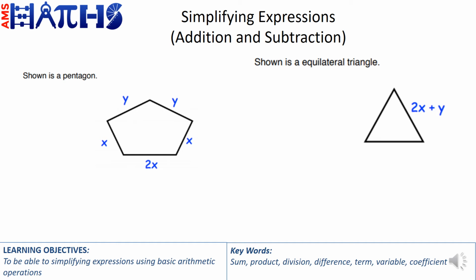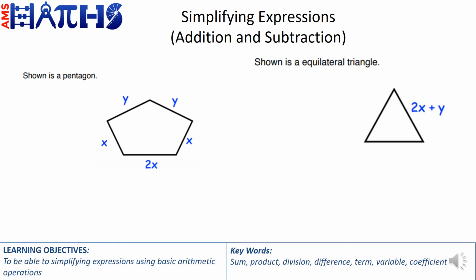Sometimes they might combine the algebra with geometry. So we're going to look at these two examples and see how we can write expressions or simplify expressions for the shape. Now, the first example we have here says shown is a pentagon, and the task we're going to undertake is to write an expression for the perimeter of this pentagon.